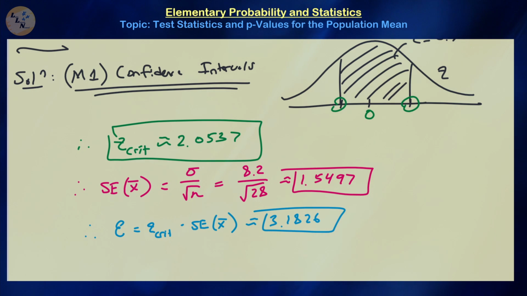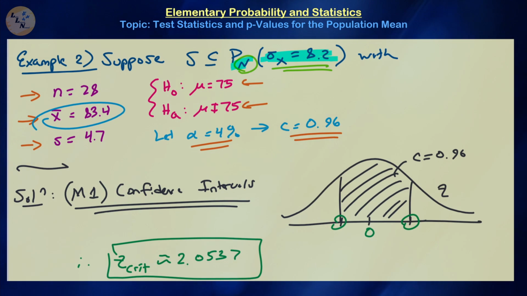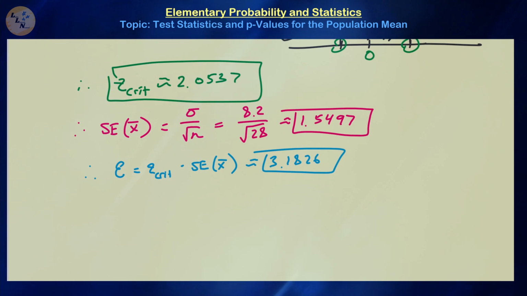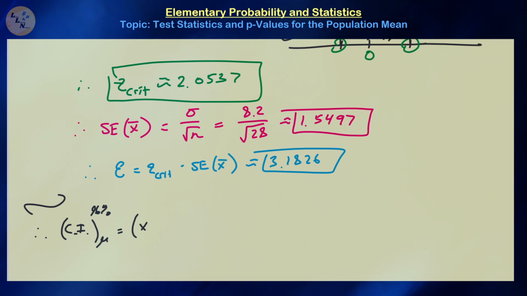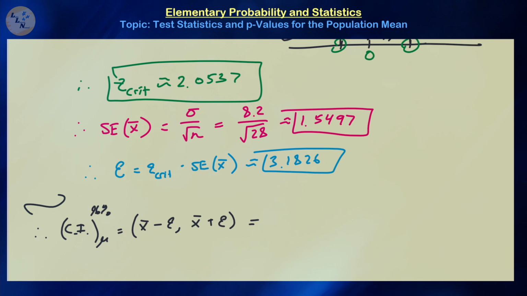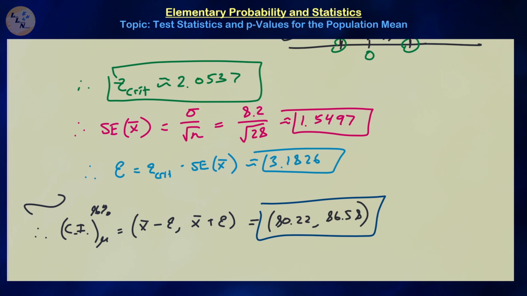Once you have your margin of error and you have your point estimate x bar, now we can construct our confidence interval for our population mean mu. So our confidence interval, and our level of confidence was 96%, and this is for mu, is going to be equal to x bar minus epsilon and x bar plus epsilon, which you can find to come out to 80.22 and 86.58. So that is our confidence interval.